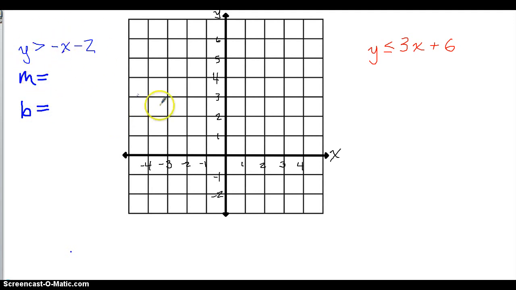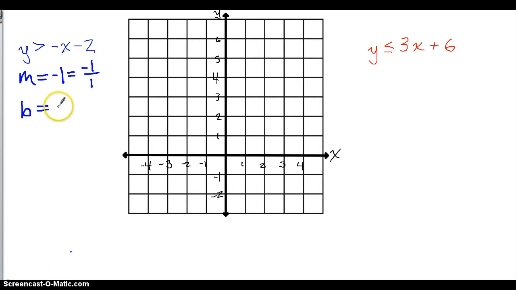The slope is how steep or not steep the line is, and that's the coefficient of x, the number in front of x. And so we see that that number here is going to be a negative 1, because there's nothing here, we know that that's a 1. The negative sign makes it a negative 1. And we know that that is the same as saying negative 1 over 1. And in terms of slope, that means down 1, to the right 1.